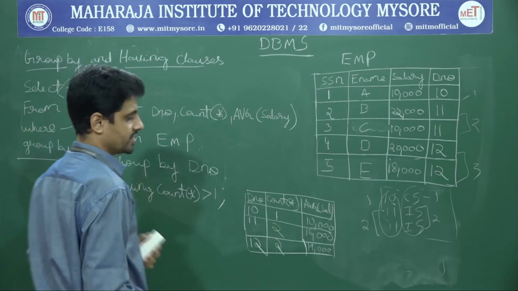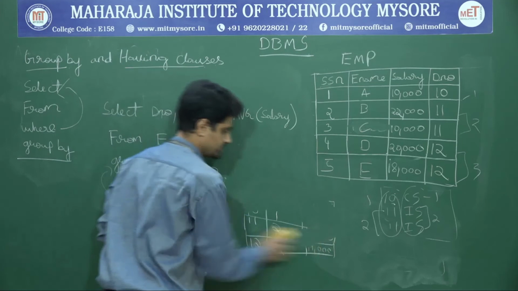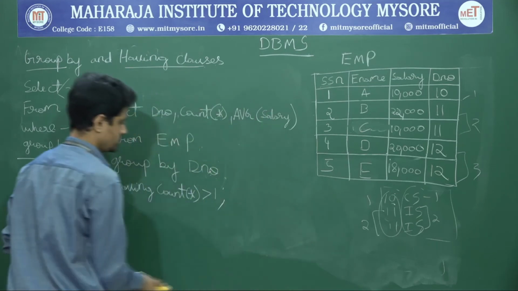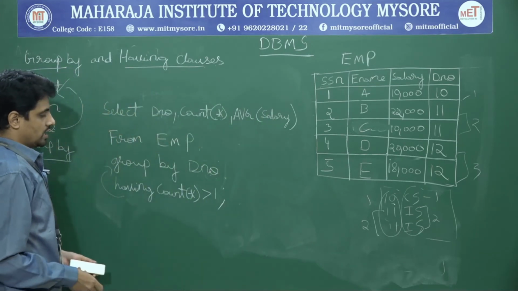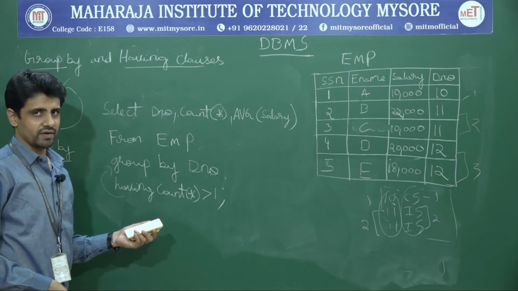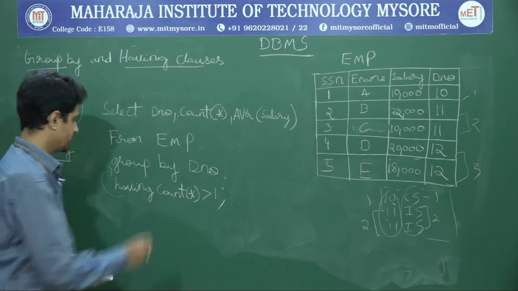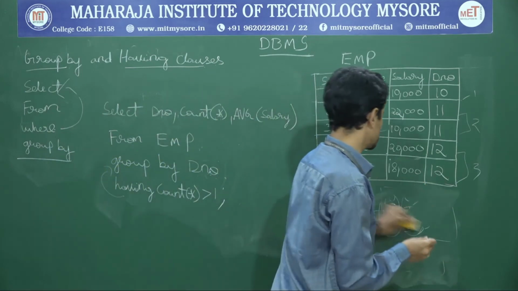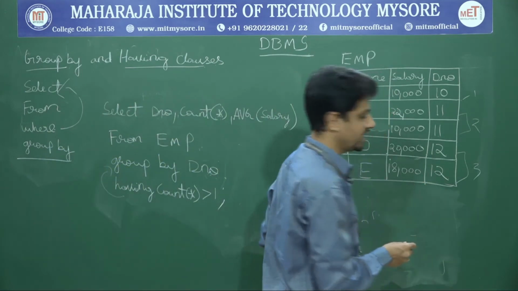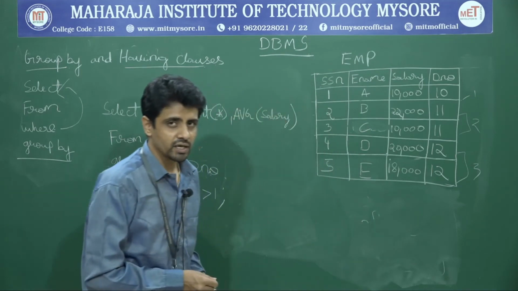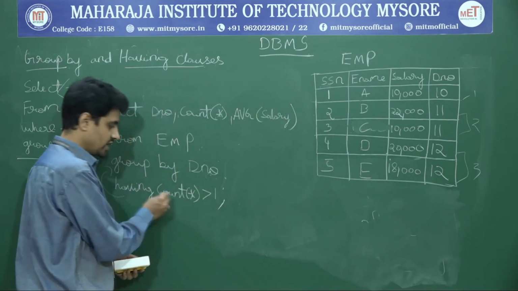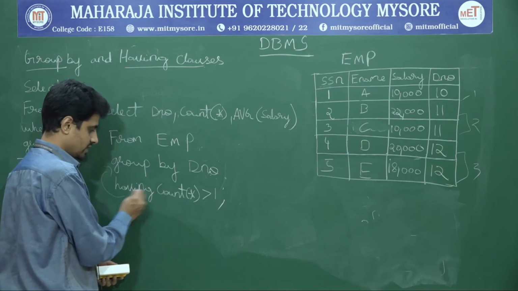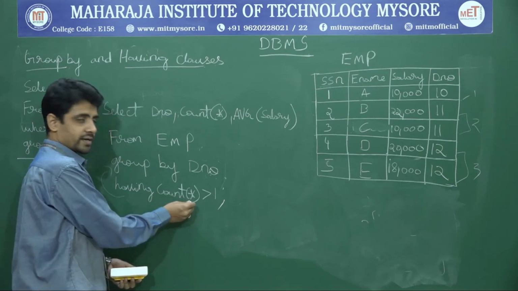Okay, so what I have done here, let's see that. First the groups are created. How many groups are created? We have 3 groups, that is group number 10, group number 11 and 12. Now I am putting a condition, having count star. What is this having? It is a keyword, count star.